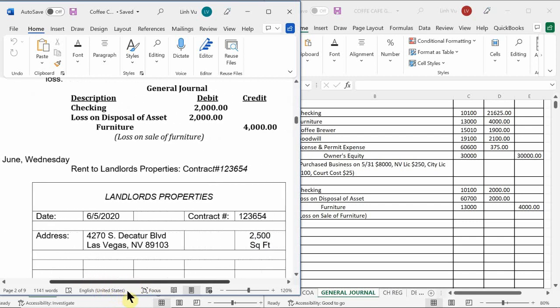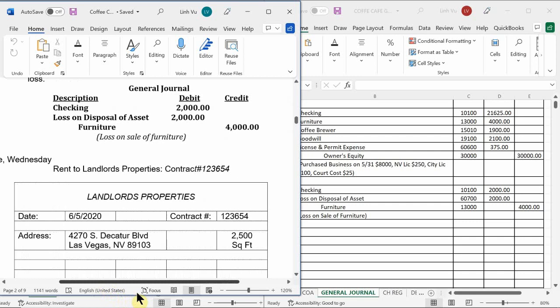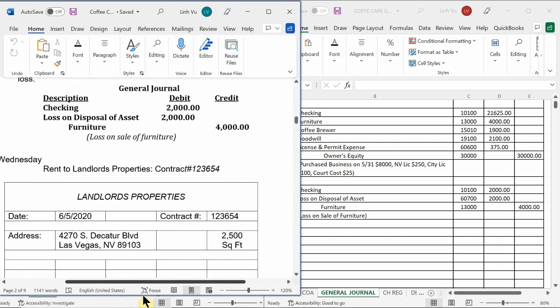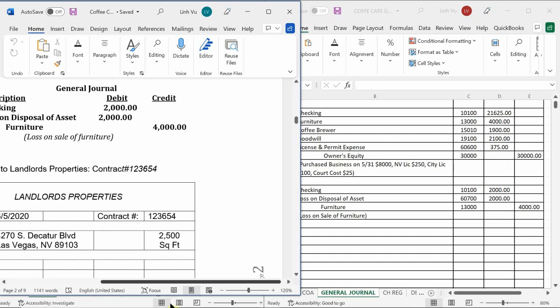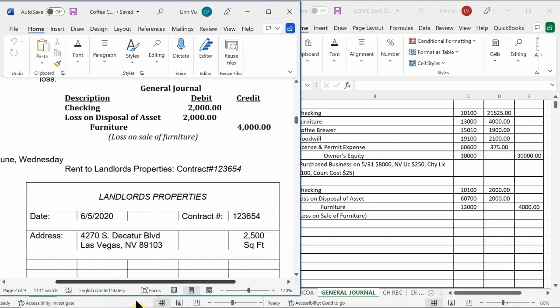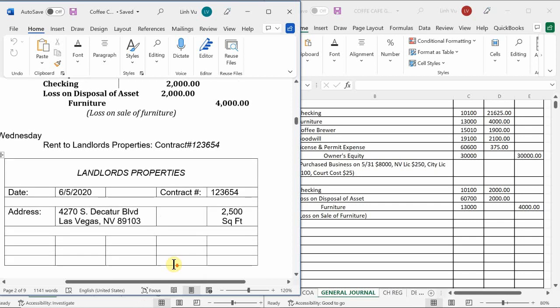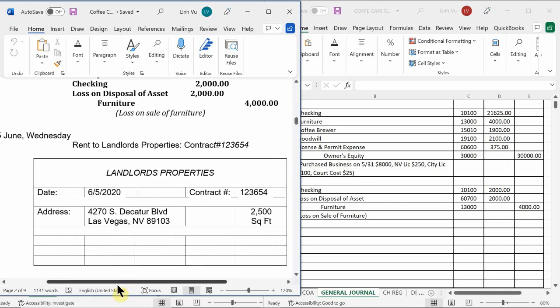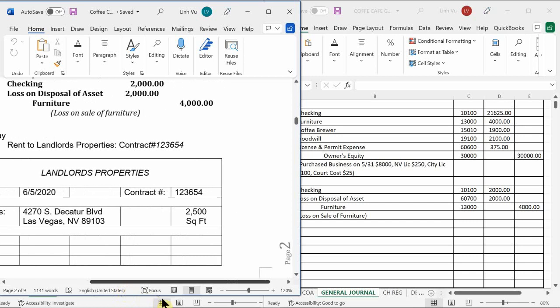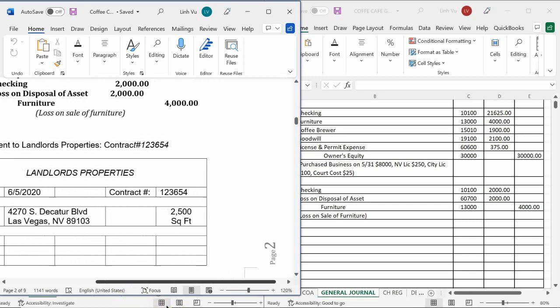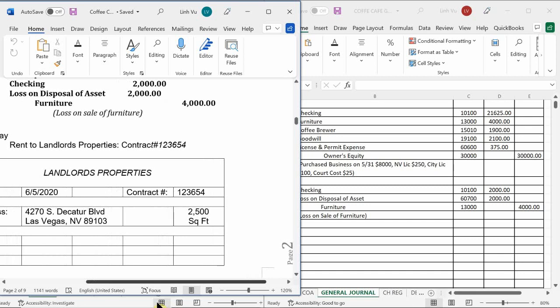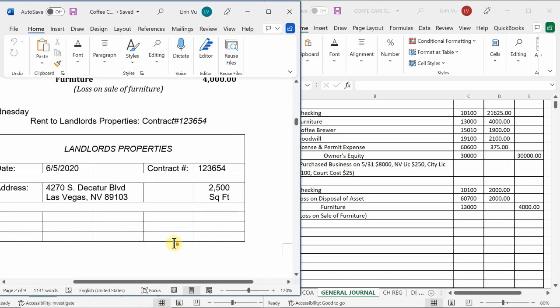It's June 5th, Wednesday, and we end up renting from Landlord Properties with the contract number 123654. Here's the contract, right? We got a contract for the address here, and it's going to be 2,500 square feet.